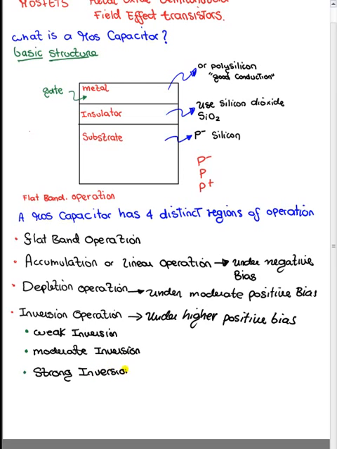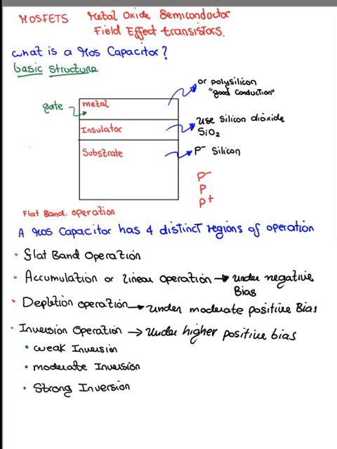Okay, so now we'll expand into some of these regions. The flat band operation was already described in this case right here, where we have no applied bias. And so there is no charge. It's just like a capacitor without any voltage across it. It's just not doing anything. There is no charge stored. The other one that is a little more interesting is the accumulation or linear operation. So let's talk about that one.